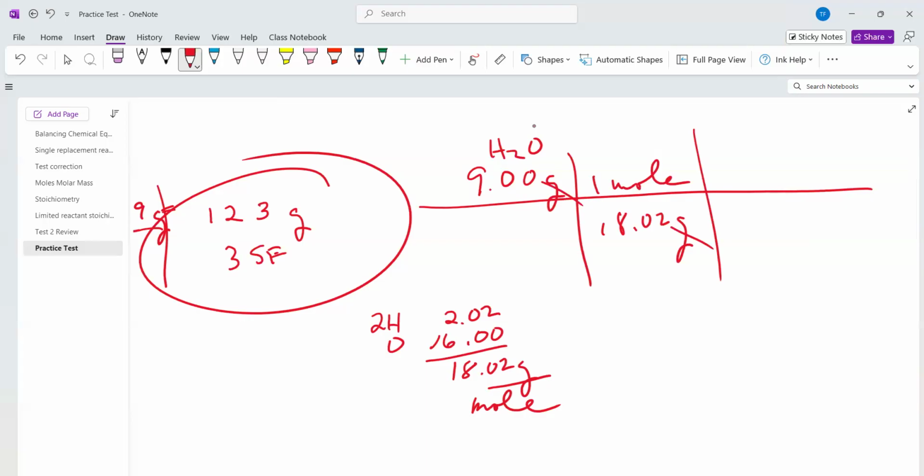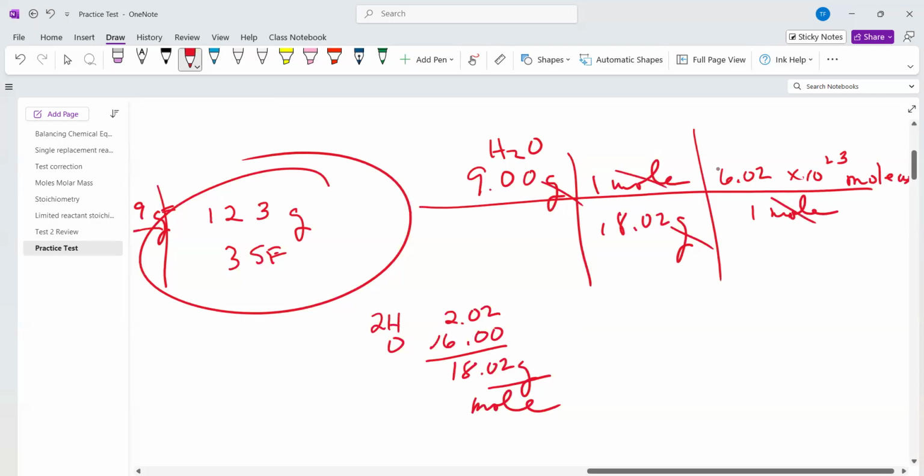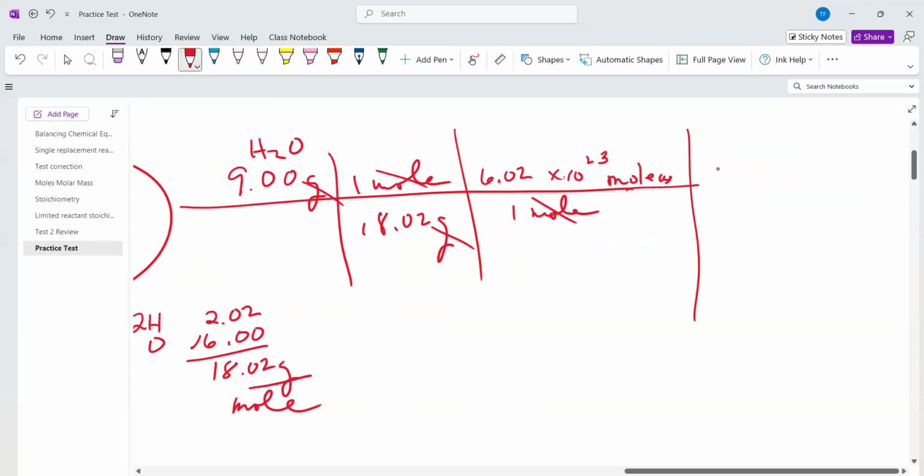Okay, now we have moles. Now we're going to go to Avogadro's number to determine the number of molecules. Molecules, not atoms yet. Now, how many atoms of hydrogen are in 1 water? 2. Just like how many wheels are on a bicycle? 2. How did you get that? You multiply 2 times the number of bicycles.